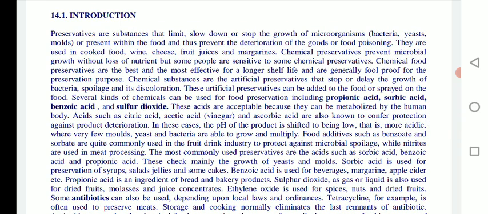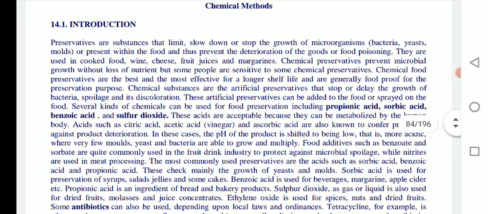Preservative is a common term that you are all very familiar with. Preservatives are substances that limit, slow down, or stop the growth of microorganisms, and these include various chemicals, especially those that stop the growth of bacteria, yeast, and mold. Preservatives are present within the food and thus prevent the deterioration of food and food poisoning.